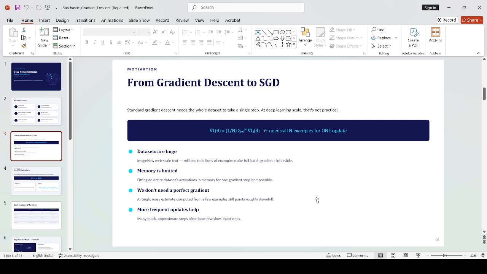Instead of waiting for the complete dataset, SGD estimates the gradient using only a small portion of the data. Although this estimate is not perfectly accurate, it usually points in the correct direction. As a result, SGD performs many quick updates instead of a few slow updates, making training much more efficient.